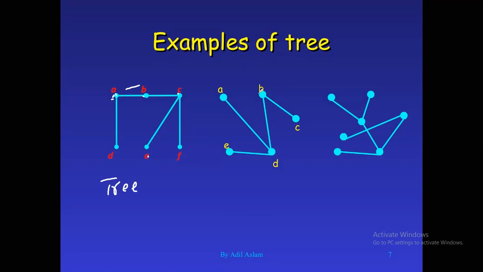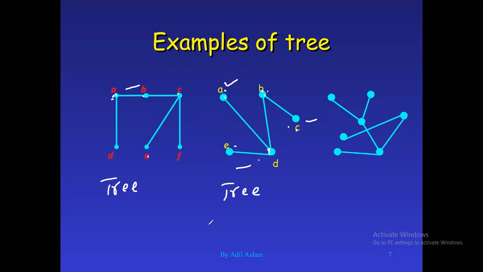Next, this one. Is there any circuit? Circuit means a closed one. Is there any circuit? No. Is there a path between every pair of vertices? Yes. E to B, B to D, A to D, D to C. For example, I want to go from A to C. I can go A to D, D to B, D to C. So every pair of vertices, there is a path. So connected. No circuits. Therefore, it is a tree.